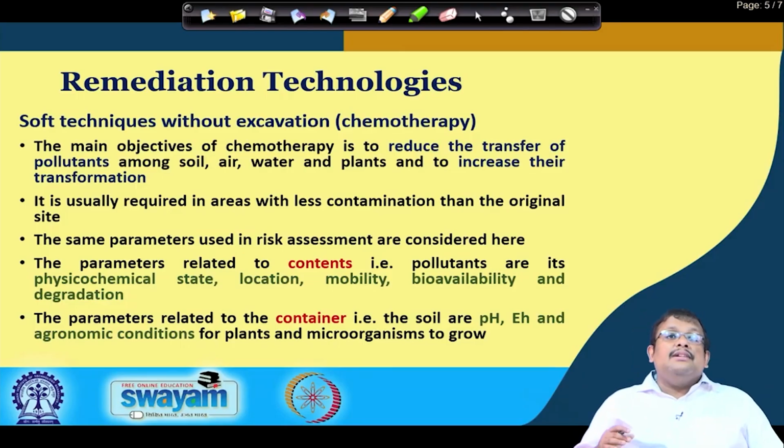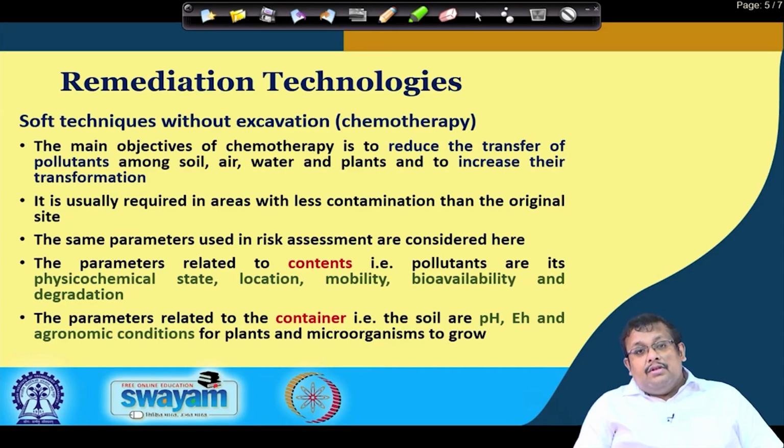The same parameters used in risk assessment are considered here, just like we have seen previously. The parameters related to contents, for example pollutants, that is physiochemical state, location, mobility, bioavailability and degradation, are all considered for remediation, and the parameters related to the container, that is the soil, the pH, Eh and agronomic conditions for plants and microorganisms to grow. So, all these are considered for developing a suitable soft remediation or chemotherapy technique.